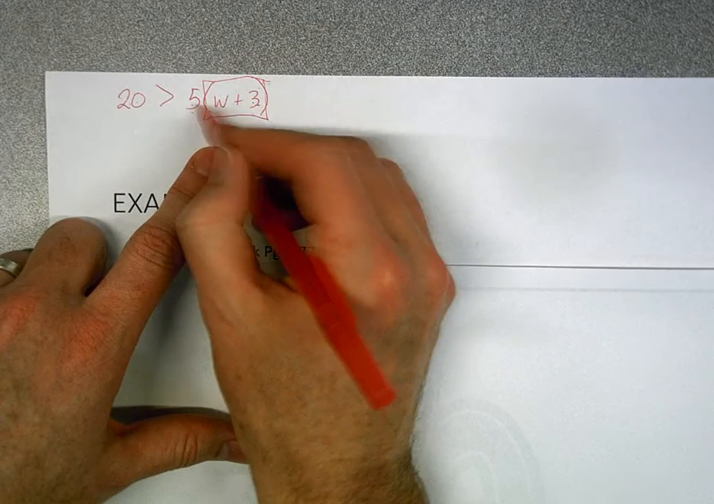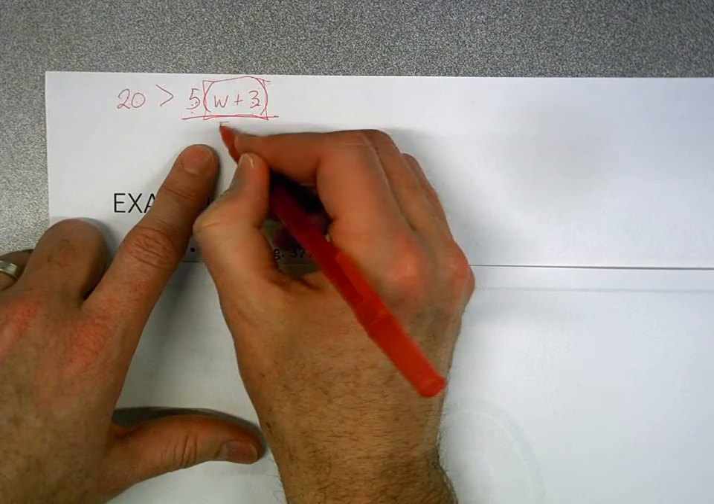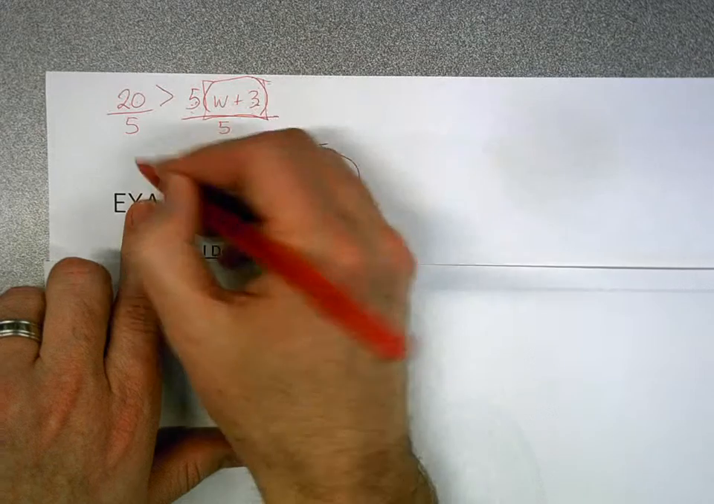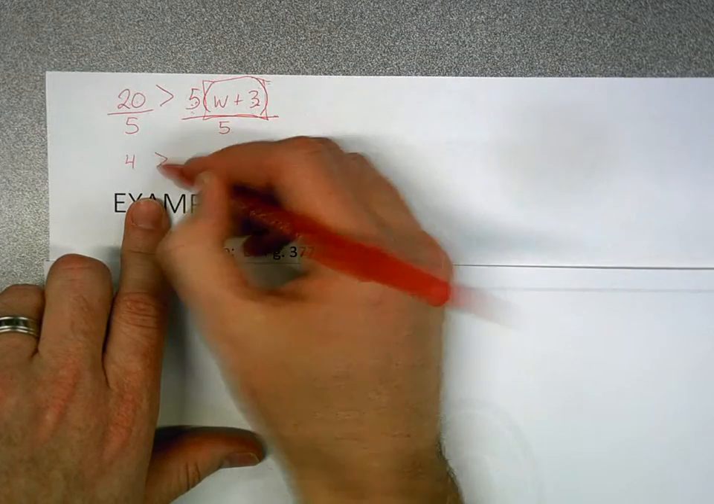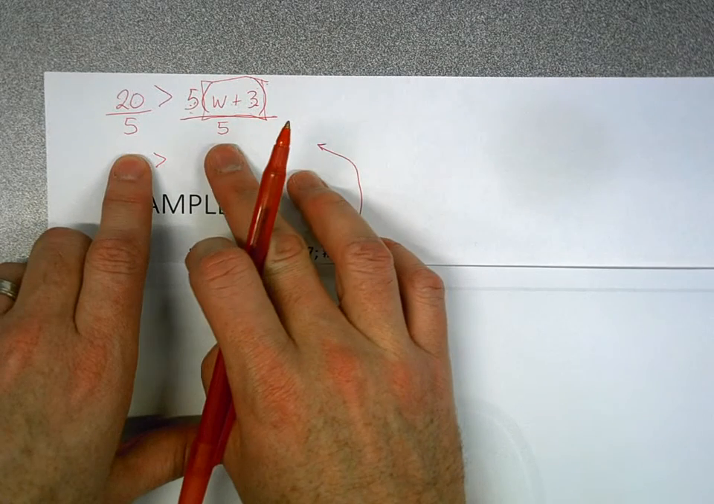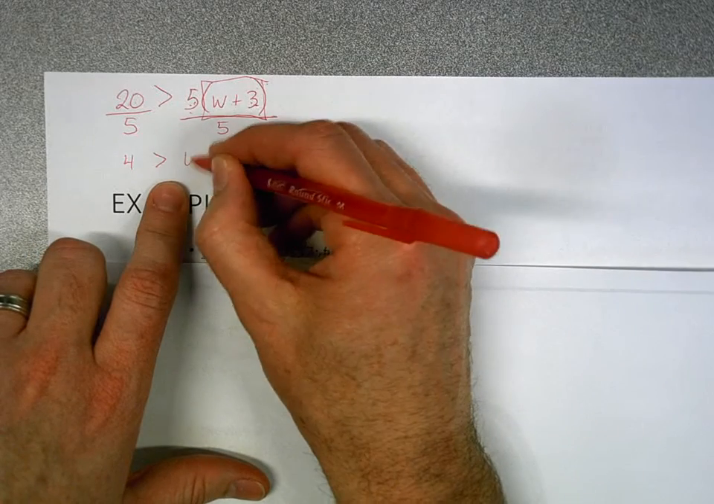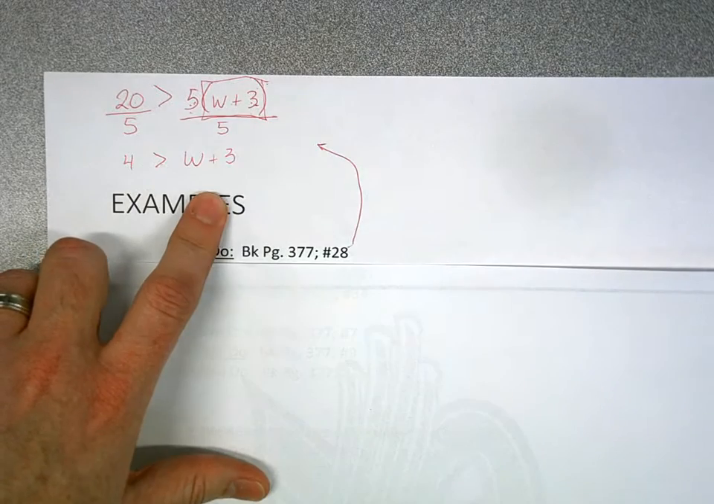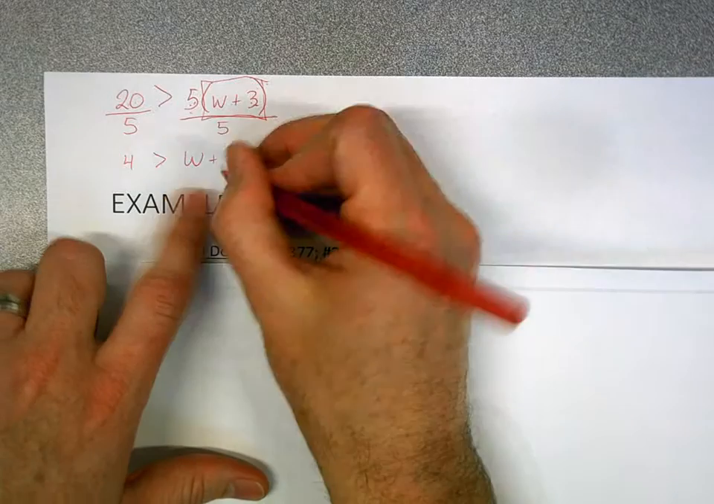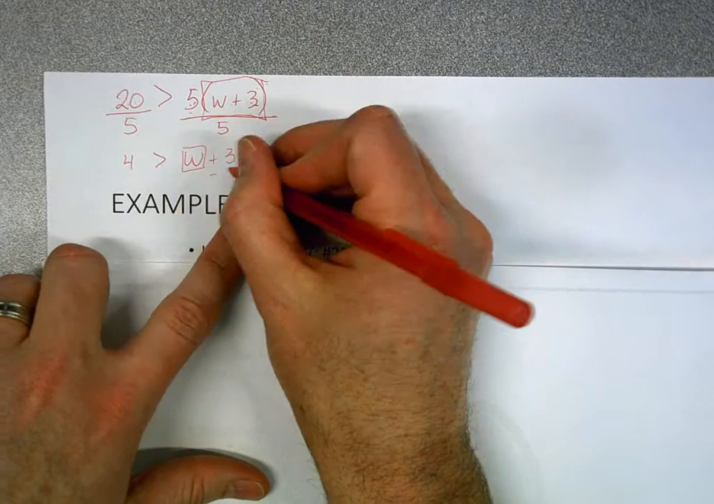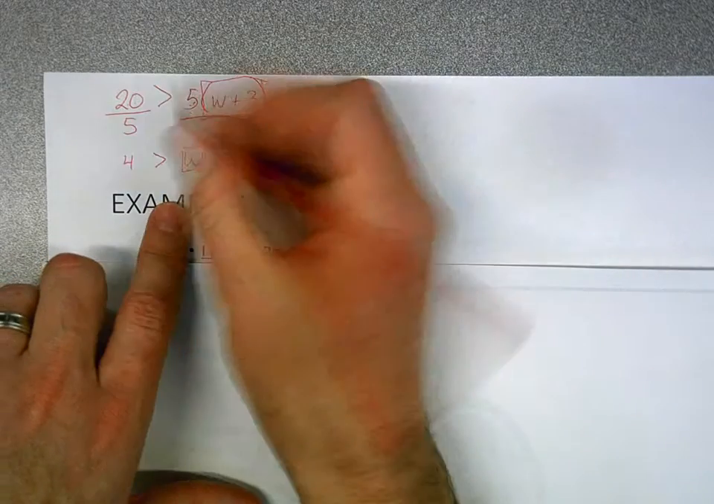So in this case, 5 times this, I'm going to divide both sides by 5. By the way, I did not divide or multiply by a negative number, so our sign stays the same. And so we have 4 is greater than w plus 3. And I'm going to go ahead and stick it on the right side, because that's where our w is at.